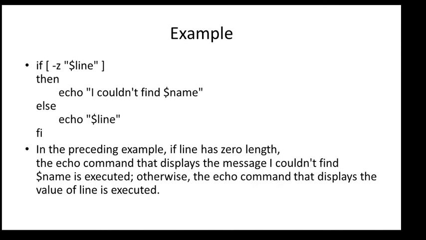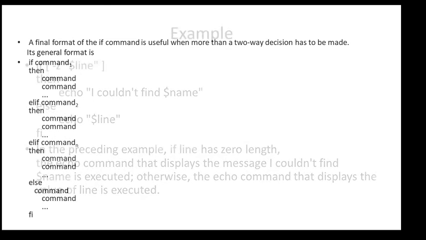Example: if this line, then echo I could not find the name, else echo the line. In the preceding example, if the line has 0 length, the echo command that displays the message I could not find the name is executed. Otherwise, the echo command that displays the value of line is executed.